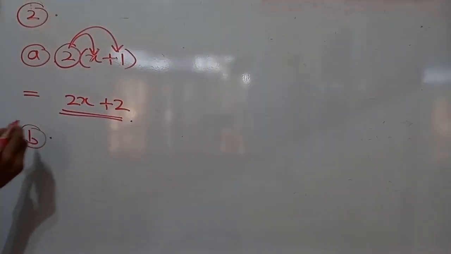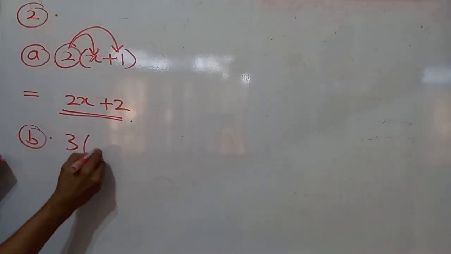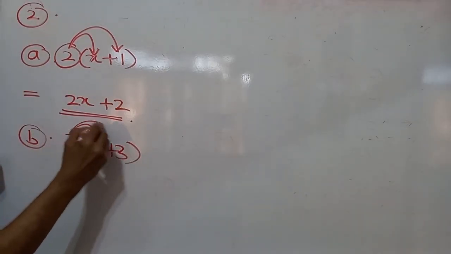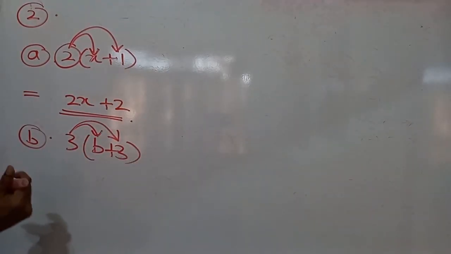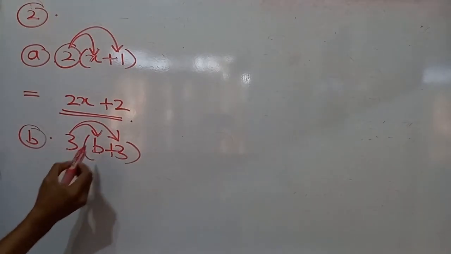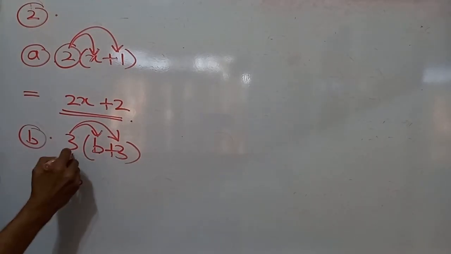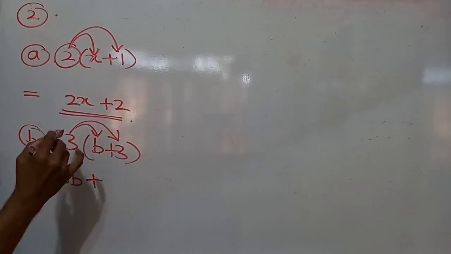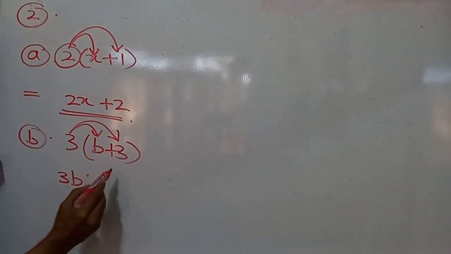Next, part B. In part B we have b plus 3. Right? So we need to do the multiplication like this. Right? So 3 times b, we know that is 3b. Positive into positive, that is positive. Whether we write it or not, it is the same. 3 times 3, that is 9. Positive into positive, that is positive.